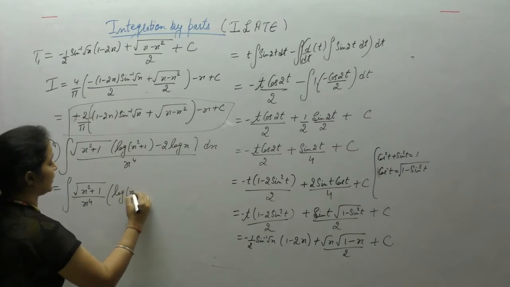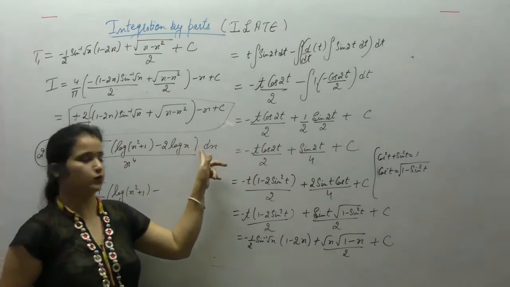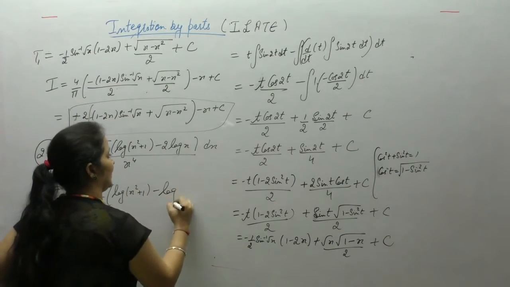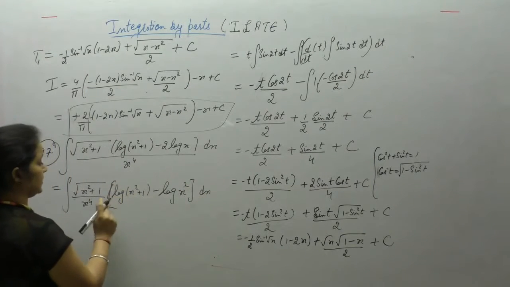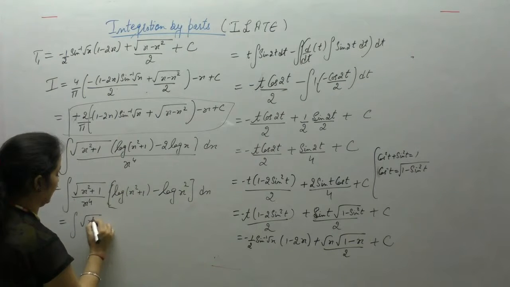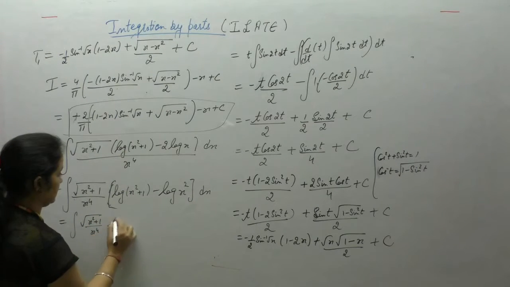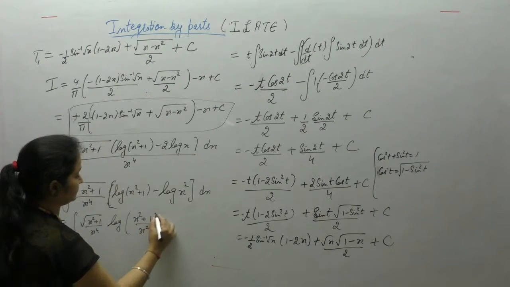Log of x square plus 1 minus m log of x. We can write it as log of x power m. Log of a minus log b is equal to log of a upon b.